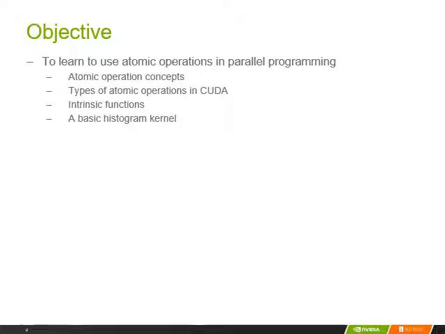We're going to start with the key concepts of atomic operations, and we will show the different types of atomic operations in CUDA. We show how a CUDA programmer can use intrinsic functions to perform atomic operations in kernels, and we show a basic histogram kernel that uses atomic operations to ensure good outcome.